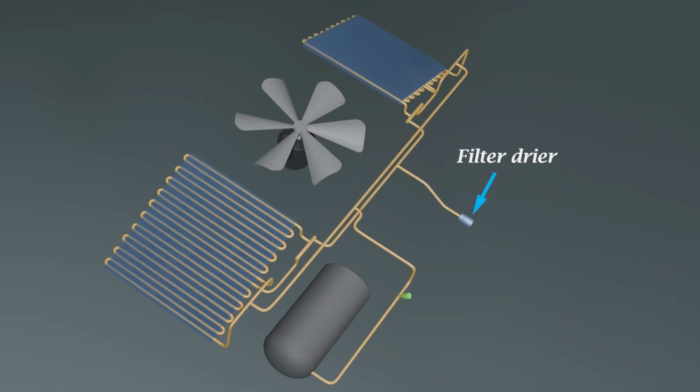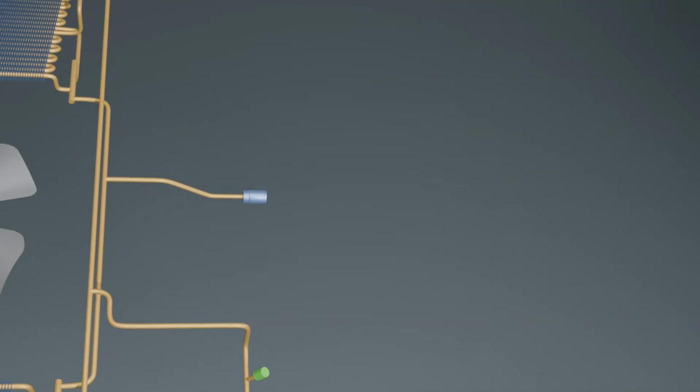A filter dryer in the path is used for removal of any moisture and impurity from the refrigerant which may have entered during pressure checking or refilling. However, the filter dryer also adds unwanted restriction to the flow, which causes some pressure drop.